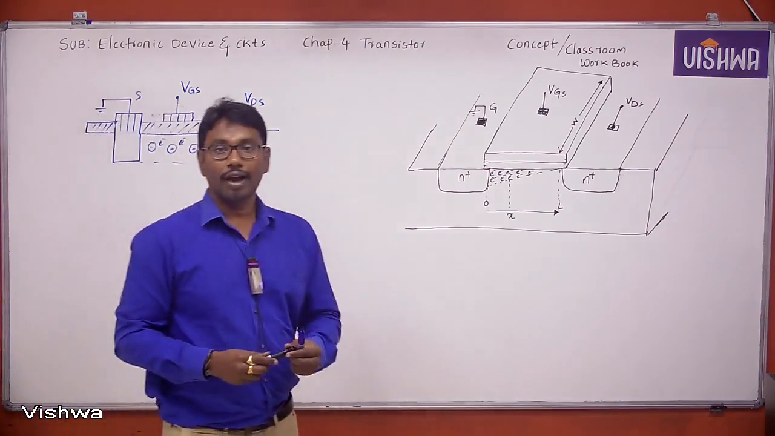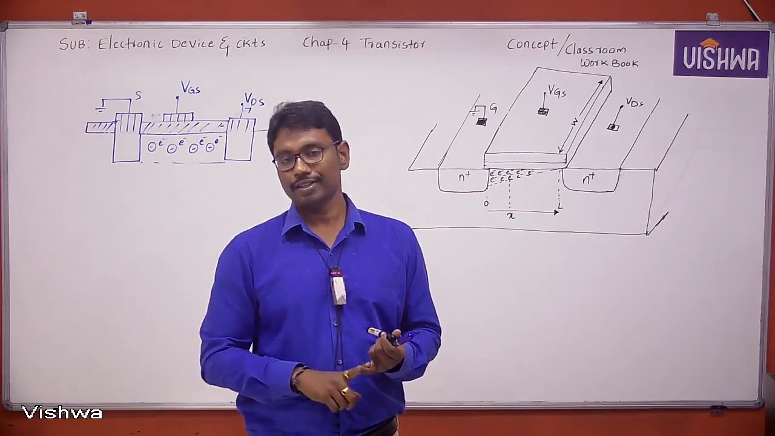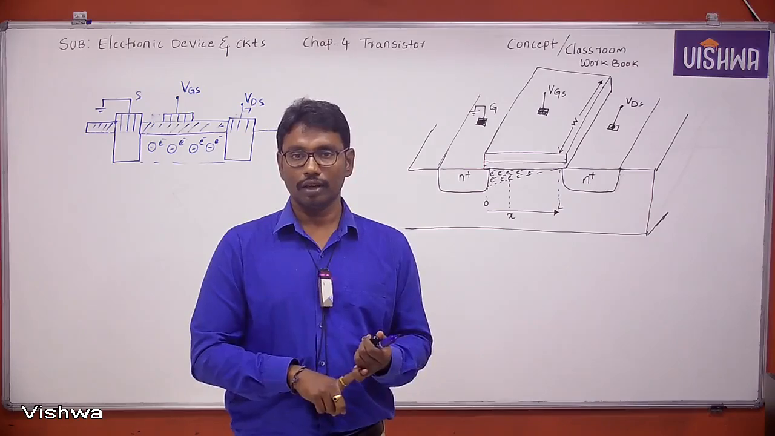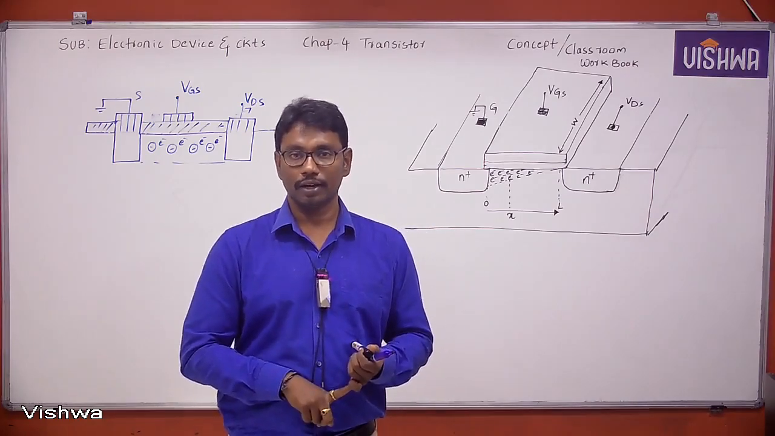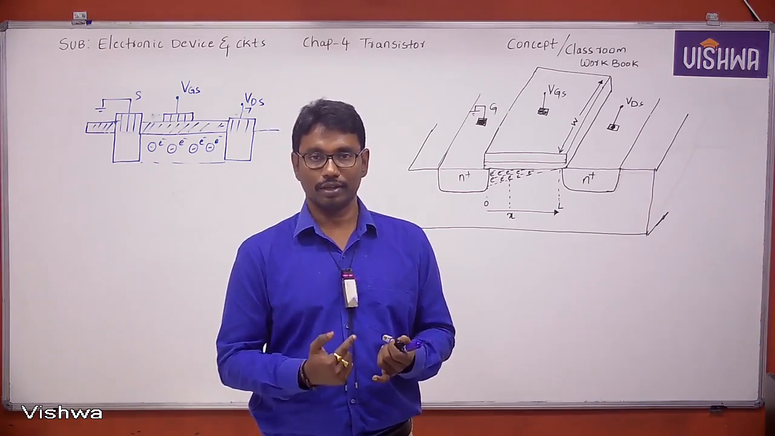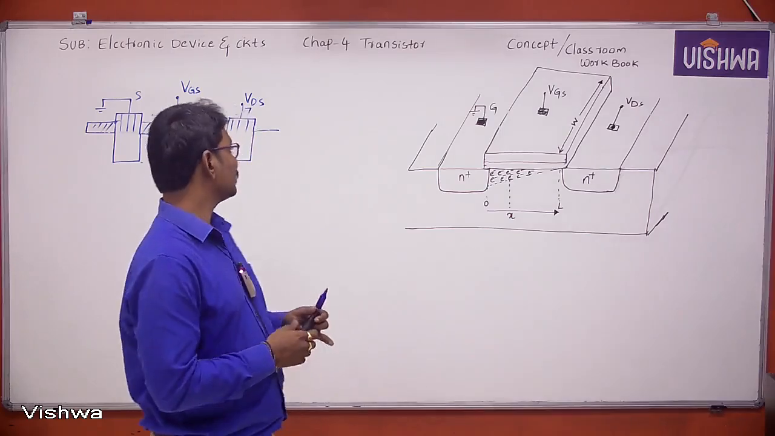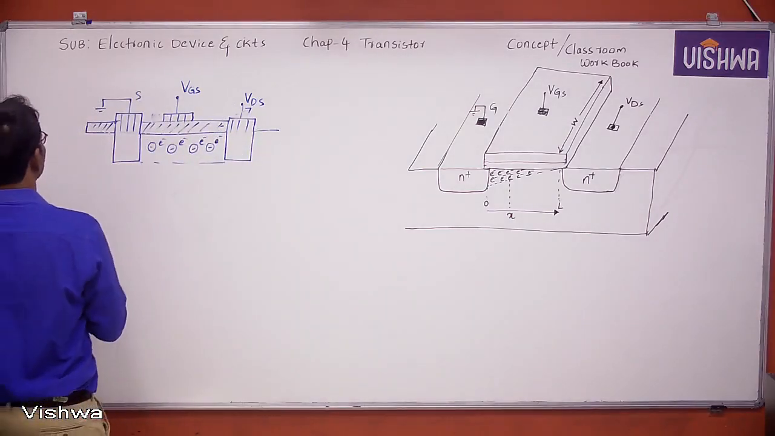Hello all. In my last lecture, I discussed the construction of the MOSFET and also its working. In the working, I discussed one case, that is, VGS is varying and VDS is constant. Now in this lecture, I'm going to start with case 2. What is case 2 here?